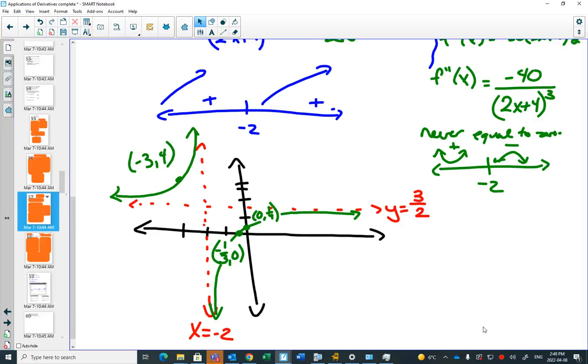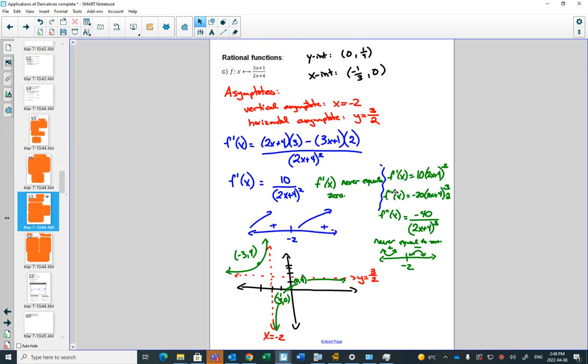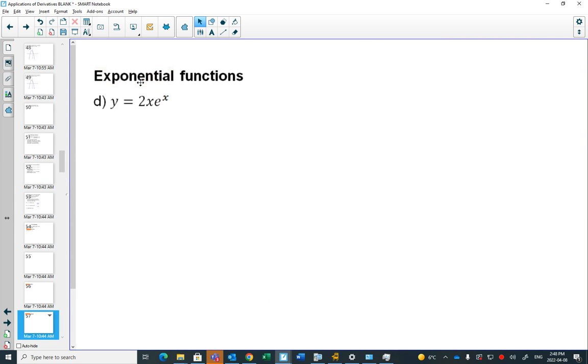Do I need to scroll up at all? I can do this. That's probably really small. Is that good? Okay, we're good?